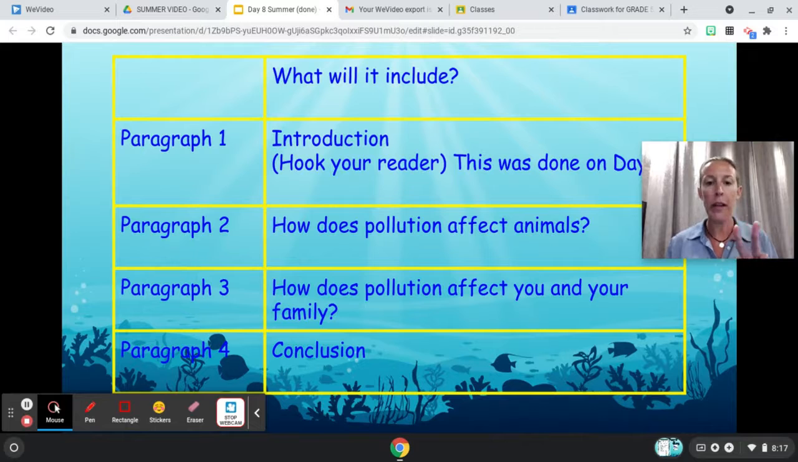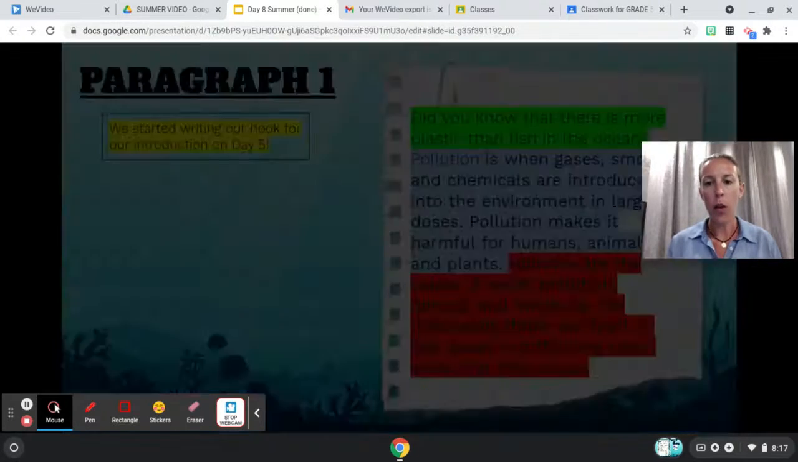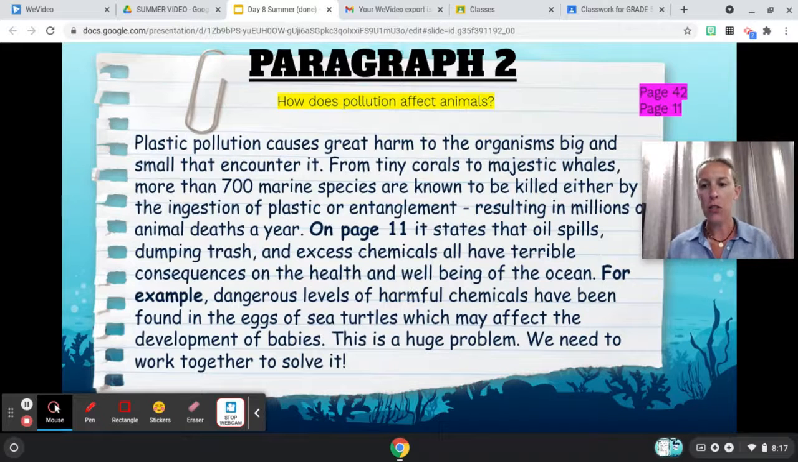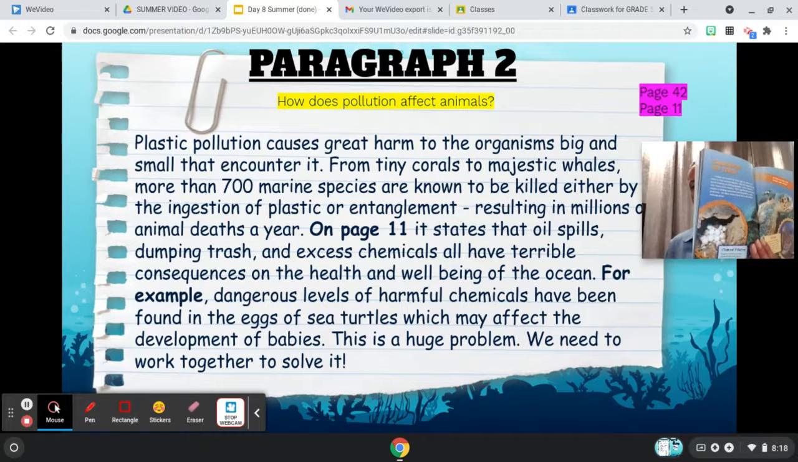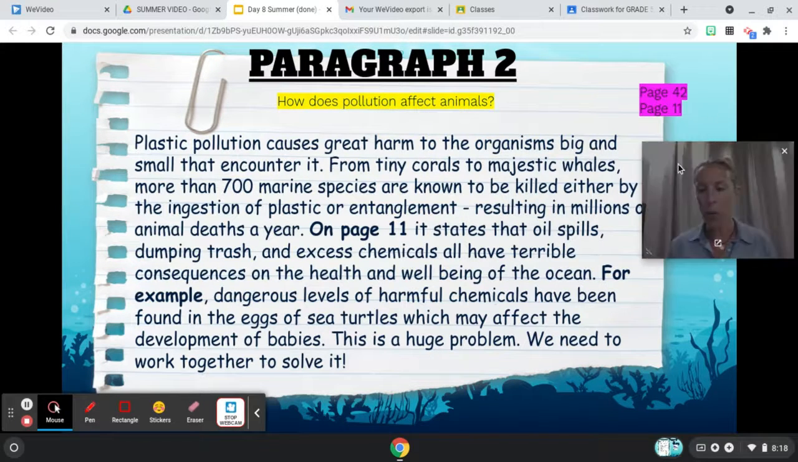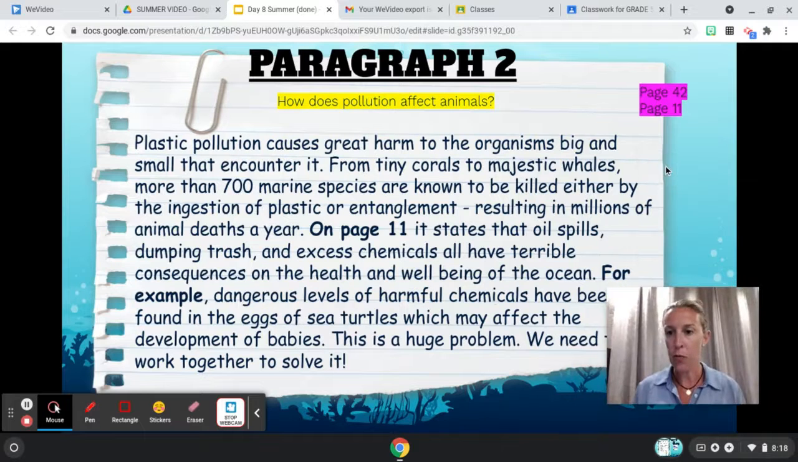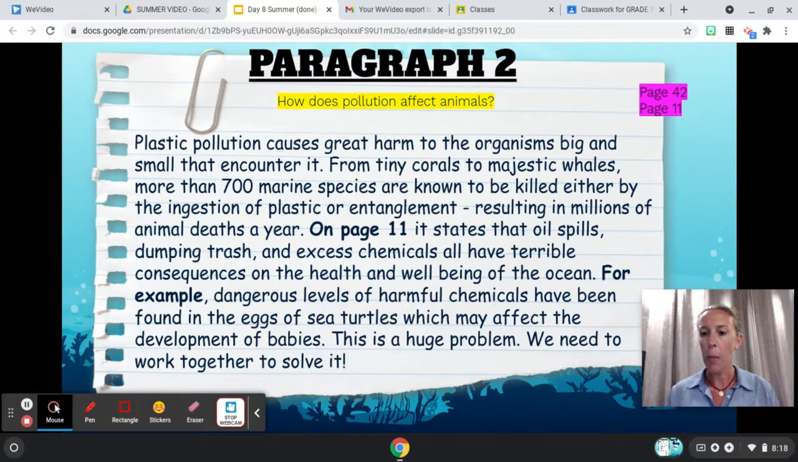I am going to write about how pollution affects animals. And I got all this information from pages 42 and 11. Once again, I got this information from page 11 and page 42. You might be getting your information on how pollution affects animals from different resources, and that's okay, but I'm going to show you how I took the information from page 42 and 40 and 11 and put this into a paragraph.